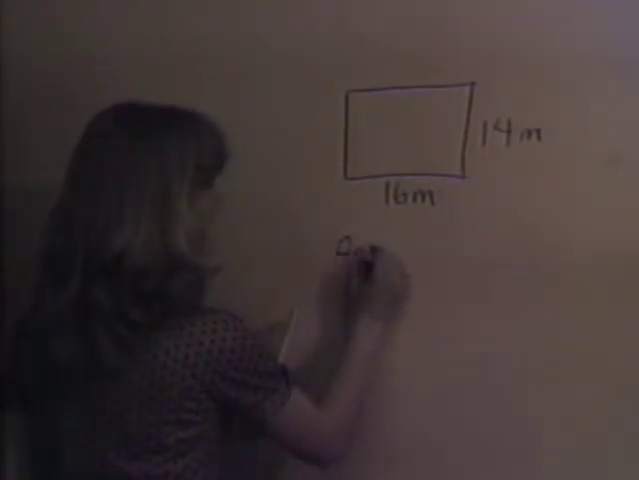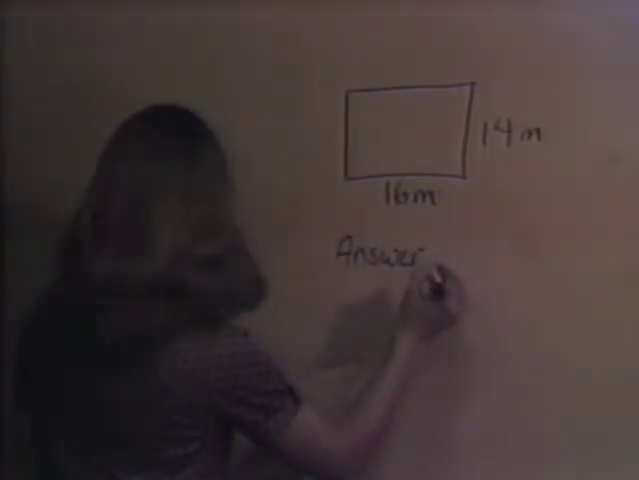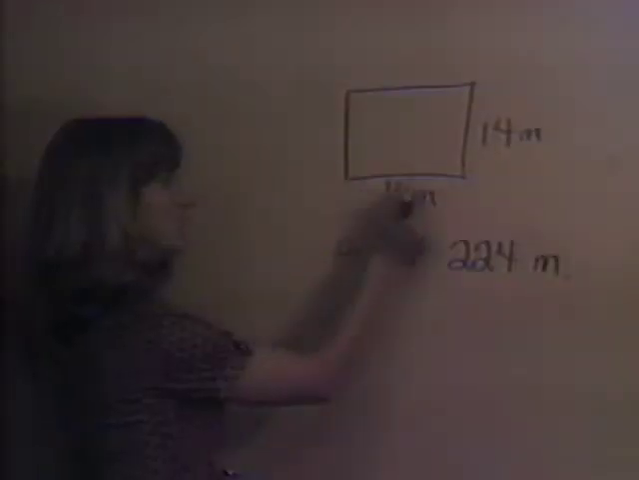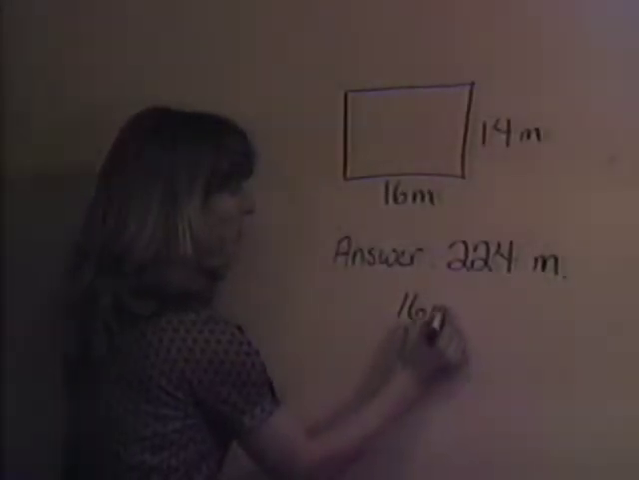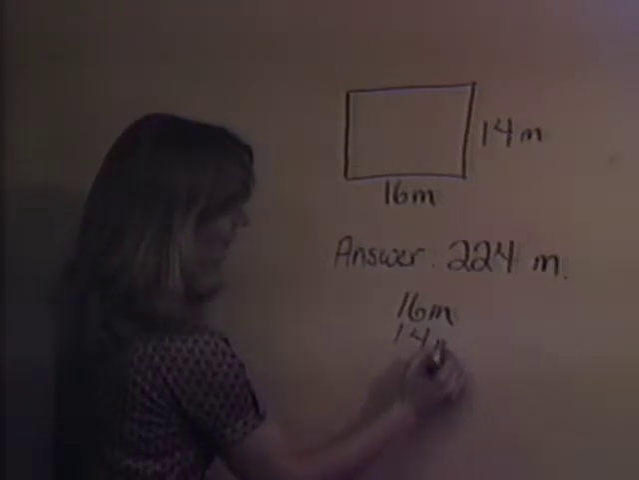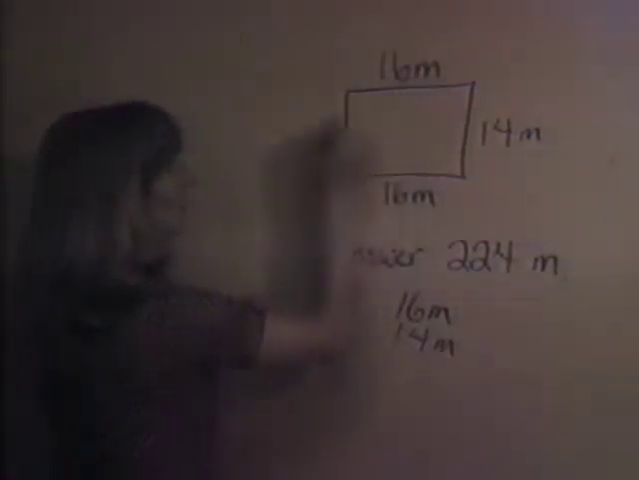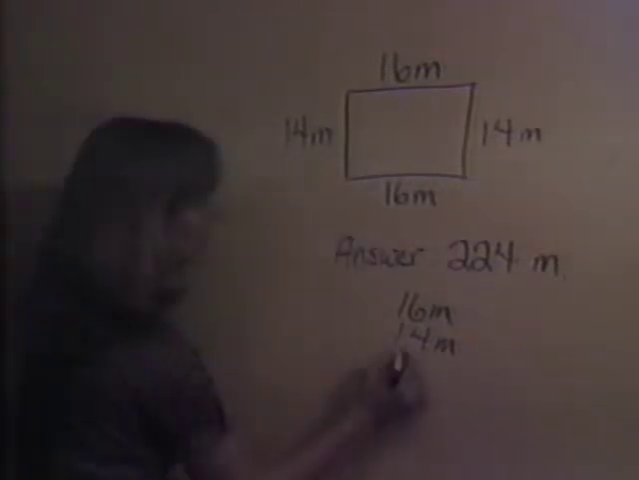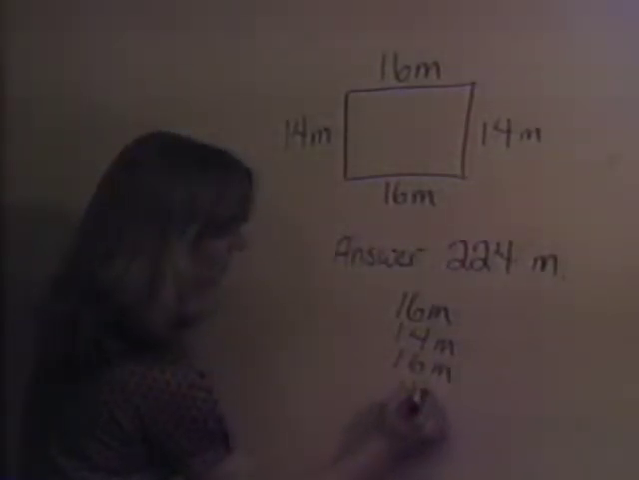It says, how much fencing is needed to go around the yard? And the answer that's given in the book, that we have to decide if it makes sense or not, is that it would take 224 meters of fencing to enclose that rectangular backyard. Now, you have to keep in mind here that if you're talking about fence, that's just going to go around the outside. That means we would need 16 meters plus the 14 meters plus 16 meters up here and 14 meters over here. And if we add all those together, that's how much fencing we would need.